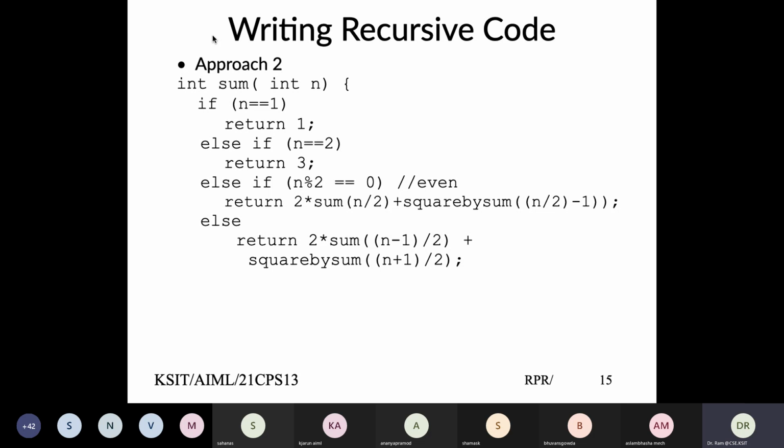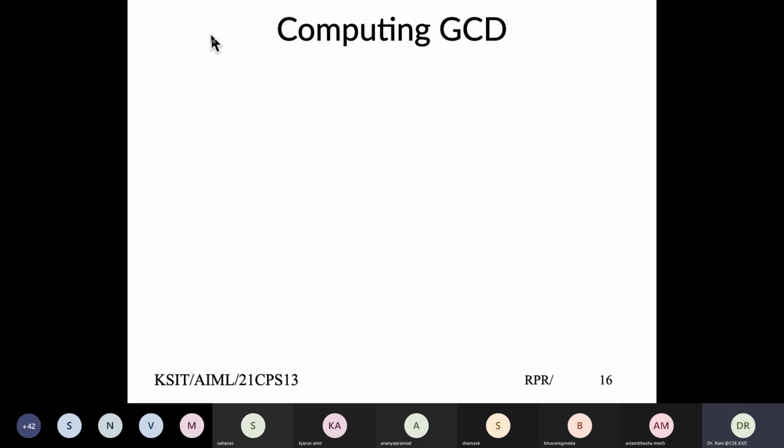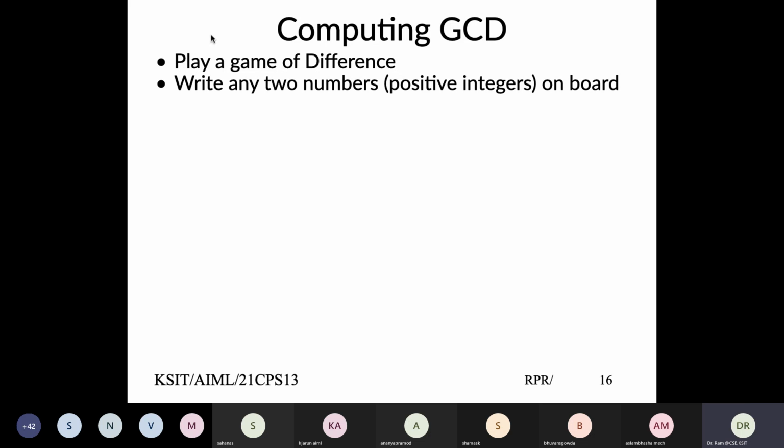We will look at the next problem, a different problem, which is, let's call it computing GCD, a greatest common divisor. Before that, I actually wanted to play this game in the class, but we don't have a physical class, so let's see if we can do that here. So I'll write two positive numbers on the board. Let's say the numbers I'm writing are 24 and the other number is 80. I've written these two numbers.